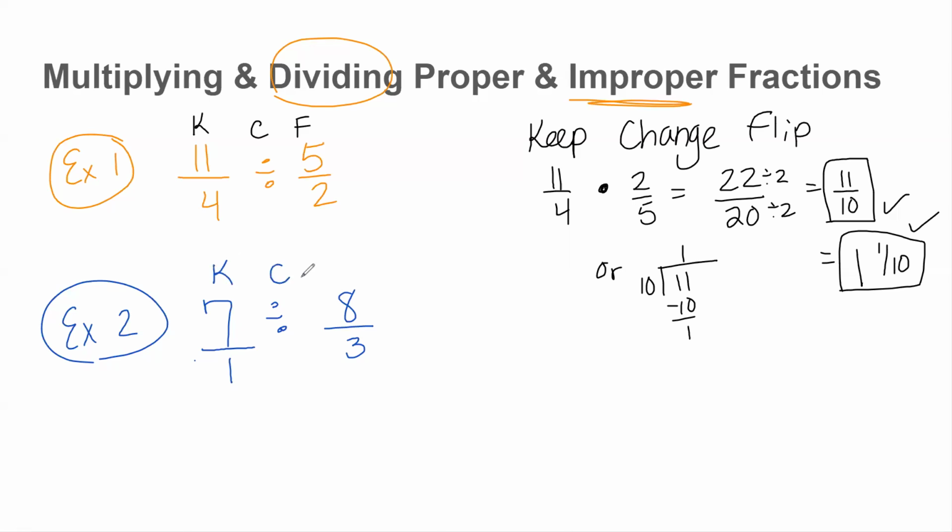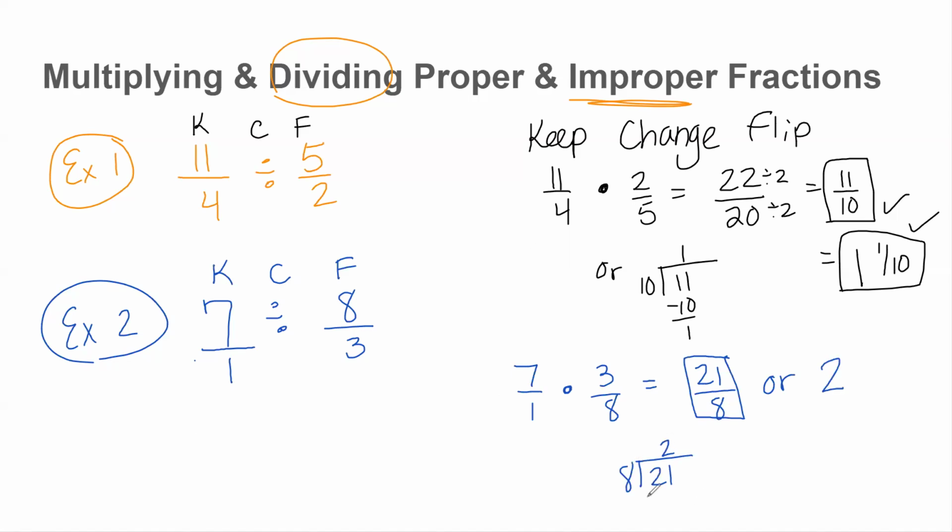Keep, change, flip. So keeping the 7/1, changing the division to a times, flipping the other one upside down. Right across the top would be 21. Right across the bottom would be 8. That does not reduce, so that's your answer if you can leave it improper. Or we can come over here. 21 divided by 8 goes in twice, so the whole number is 2. And that would be 5. So 2 and 5/8. Either way is correct.